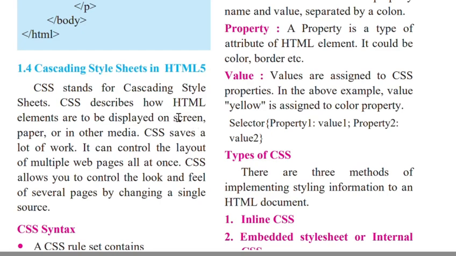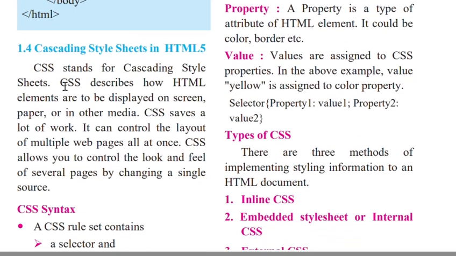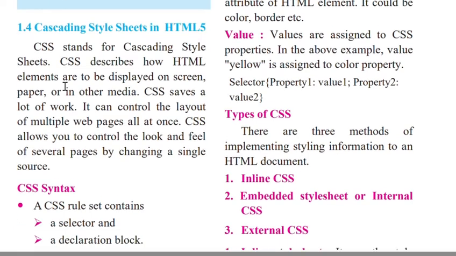CSS stands for cascading style sheets. It can be asked in fill in the blanks: CSS stands for, so the answer will be cascading style sheets. CSS describes how HTML elements are to be displayed on screen, paper, or in other media. CSS saves a lot of work. It can control the layout of multiple web pages all at once. CSS allows you to control the look and feel of several pages by changing a single source.